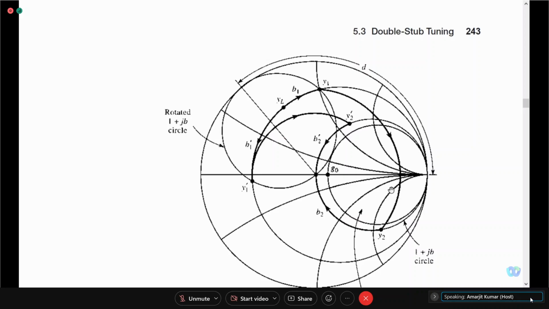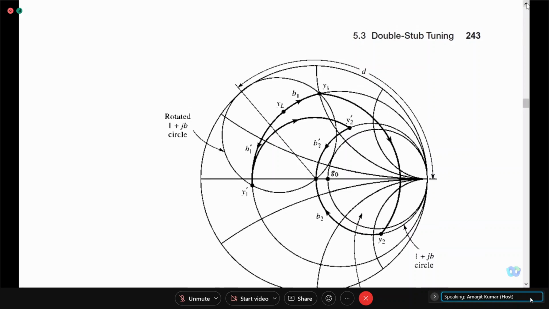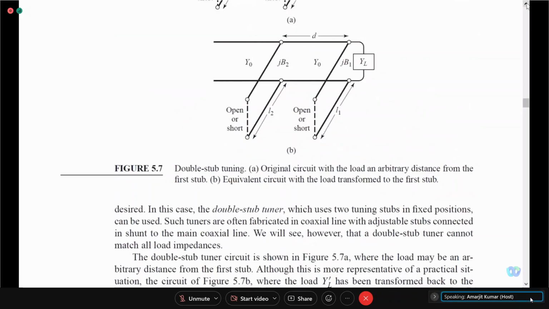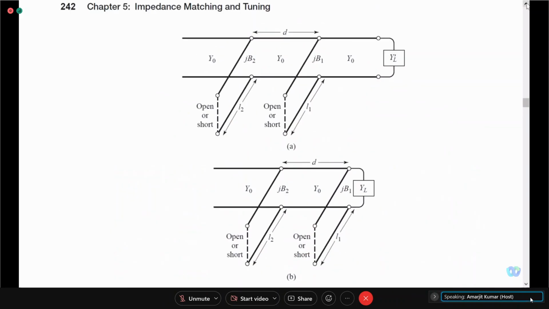So how to reduce this shaded region? By reducing the distance d. If we reduce the distance d, the radius of this constant conductance circle will be less. But again the question is, how much can we reduce the distance d? The distance d means the distance between the two stubs.